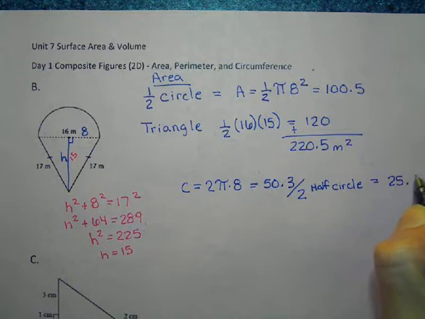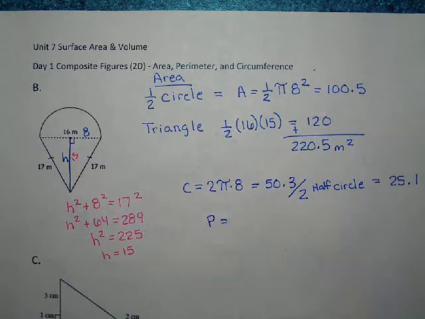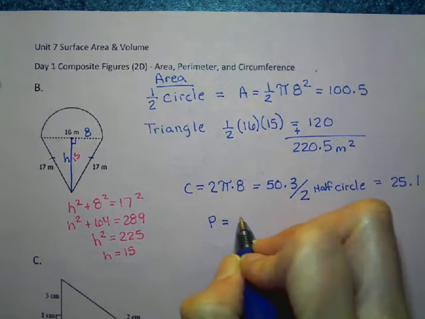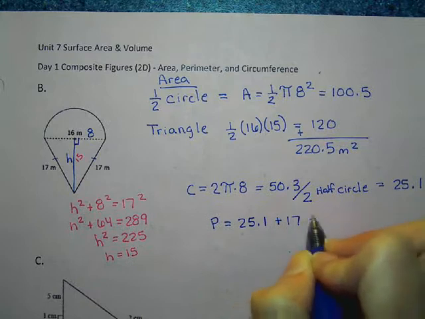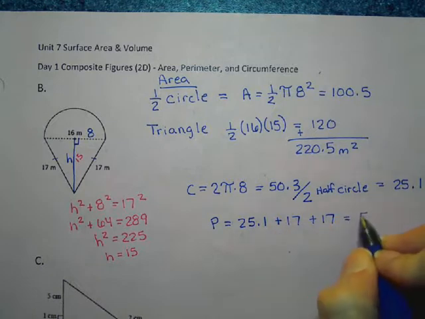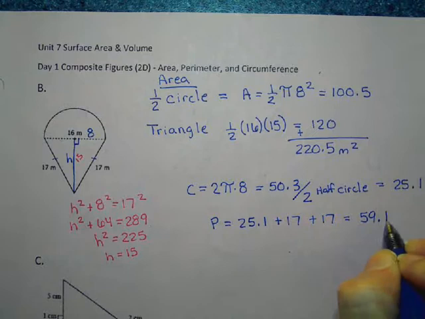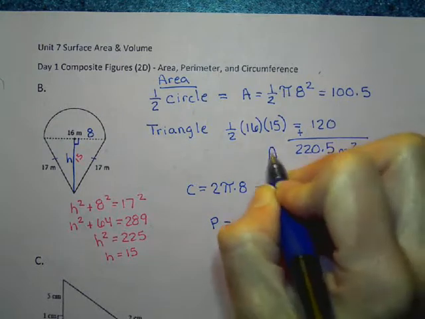So now for perimeter, I'm going to take that 25.1 as the curved part, plus 17 plus 17, which represents the two other sides you see in our picture. So you get about 59.1, and that would be meters. So we have our area equals this, and our perimeter equals that.